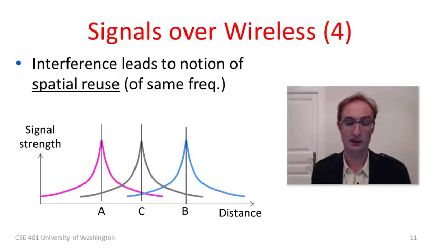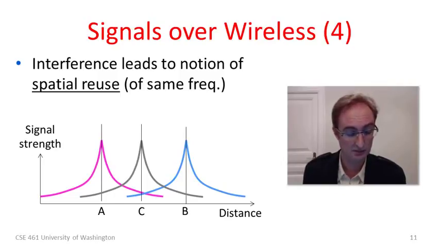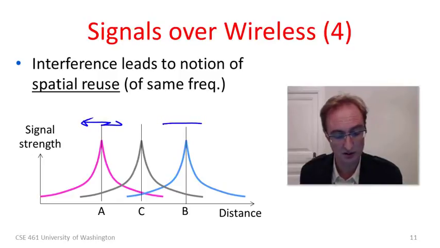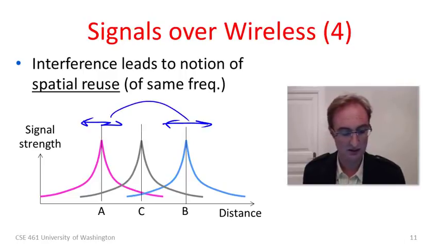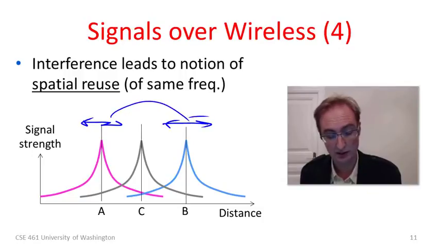The notion of interference and the decay of the signal over distance, though, does lead to the concept of spatial reuse. Spatial reuse says that you can use the same frequencies if you're far enough away because they won't interfere too much. For instance, if I want to receive signals over this region and this region, then it looks to me like A and B can reuse the same frequency. So we could have reuse here.